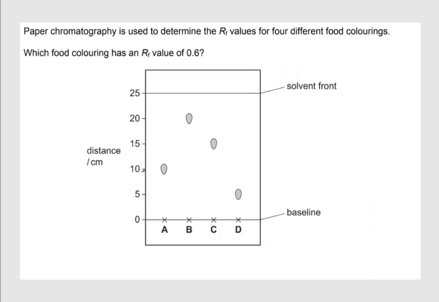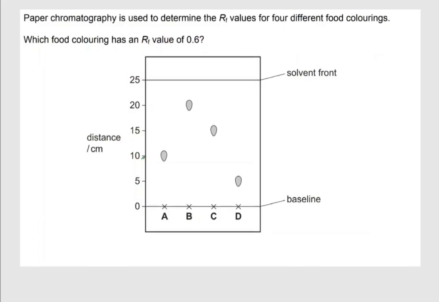Great. Now, paper chromatography is used to determine the RF values of 4 different food colorings. Which food coloring has an RF value of 0.6? It's just math. You just have to calculate for each of them. So 10 over 25 is 0.4. We need 0.6, so not A. 20 over 25 is 0.8, not this. Now 15 over 25 is actually 0.6. So this is the answer.